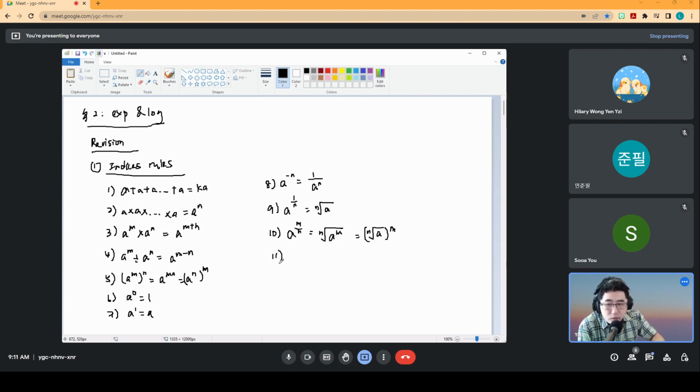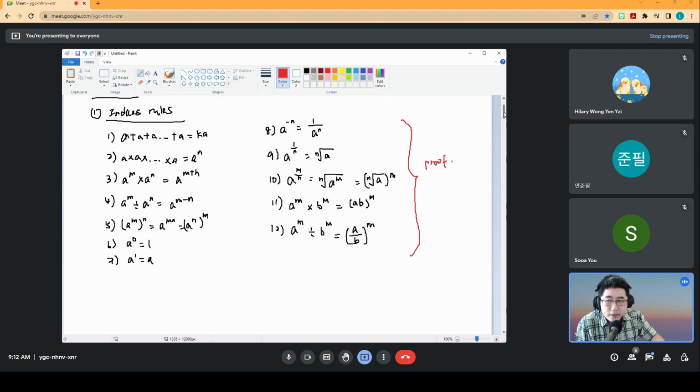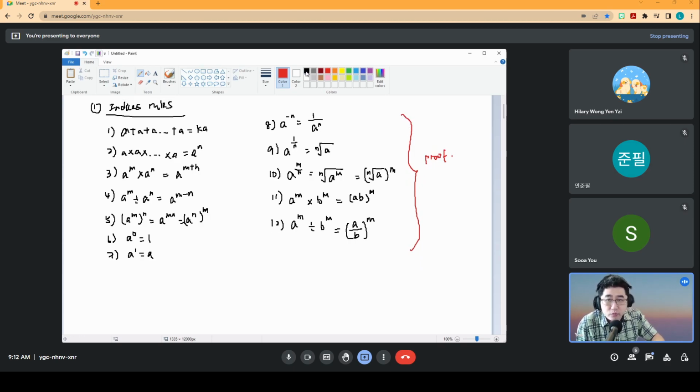Number 11, a^m times b^m equals (ab)^m. Number 12, a^m divided by b^m equals (a over b)^m. And for further math, students should know the proof, why they are true. So this is just a revision.